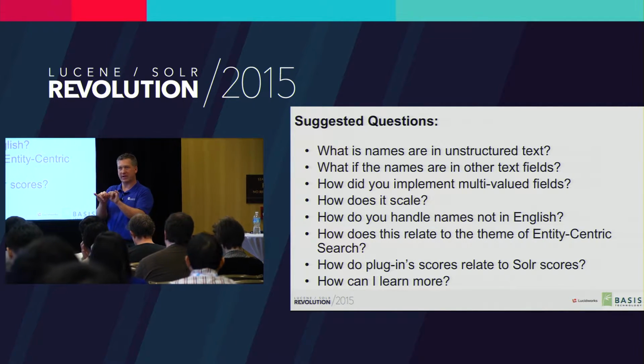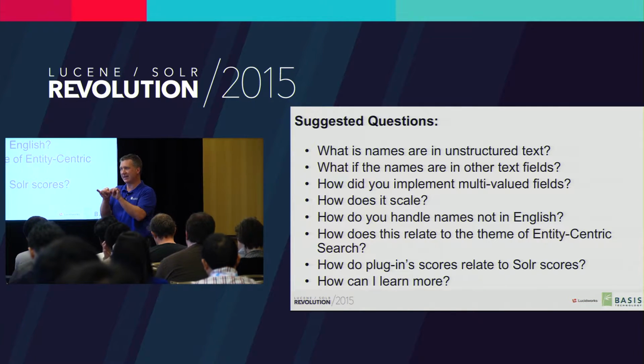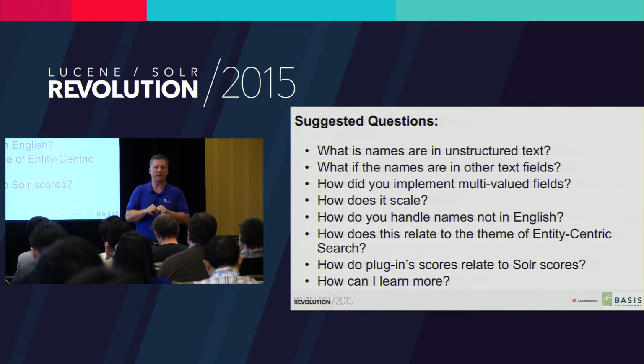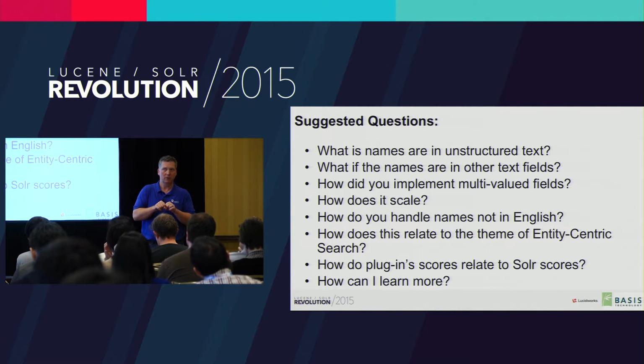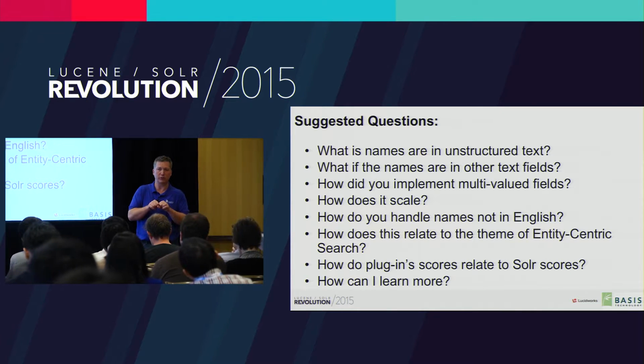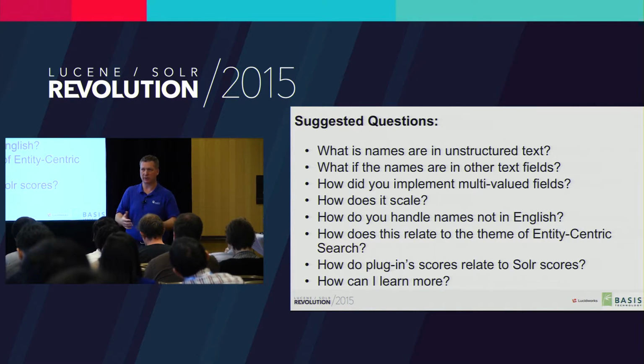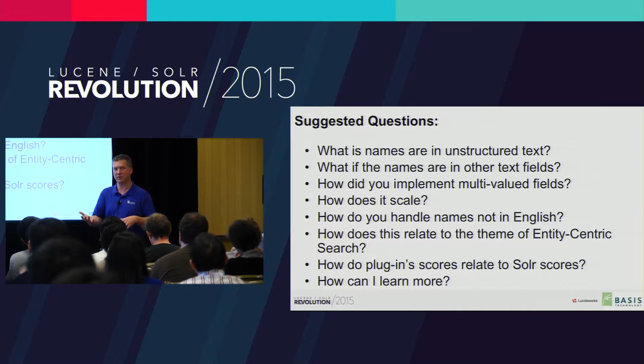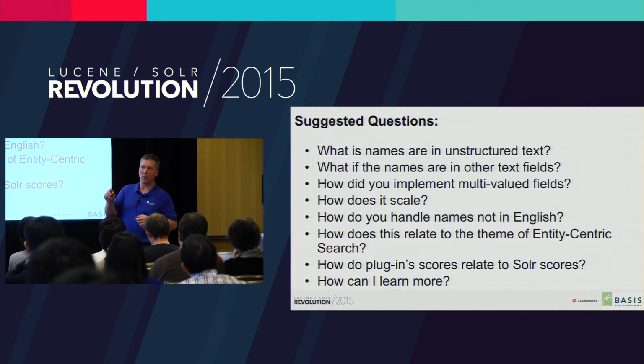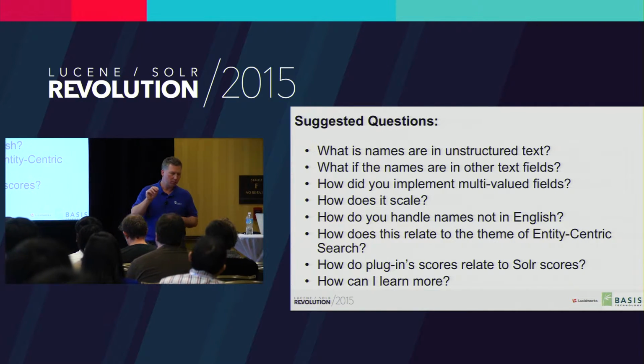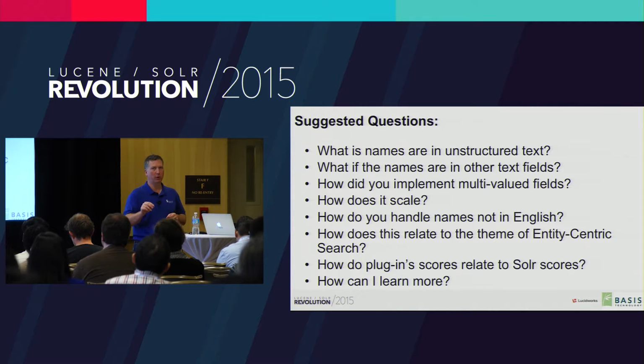And if all you're doing is a name search, that might be the exact number you're looking for. But if you're trying to do an entity-centric search, you're trying to find a person and you have other information about them, you may just want that to be one aspect of your overall document score.